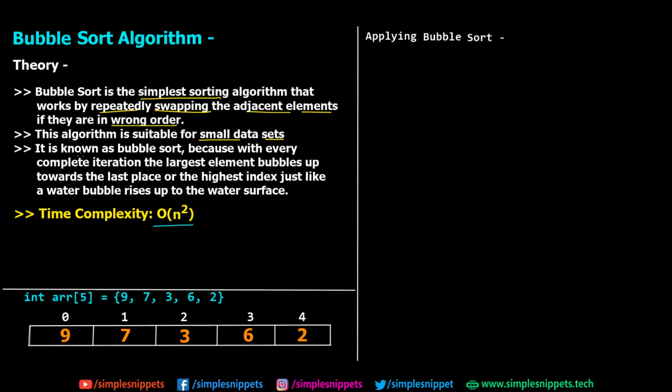Now moving on, it is known as bubble sort because with every complete iteration, the largest element bubbles up towards the last place or the highest index, just like water bubbles rise up to the water surface. That's the reason why it is named as bubble sort. But this line is important. Just note these points down because you will understand them when we actually move ahead and see the working. So this was a little bit of theory. Let's quickly move on to the working so you better understand bubble sort.